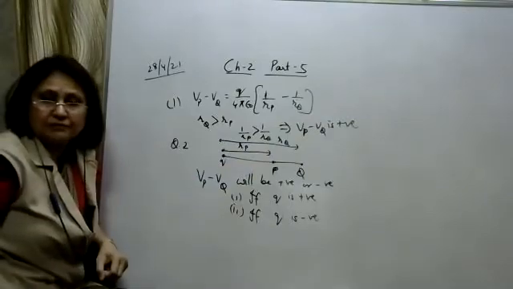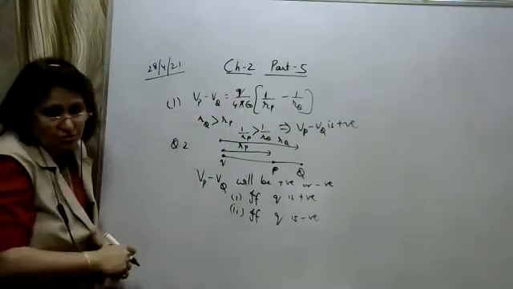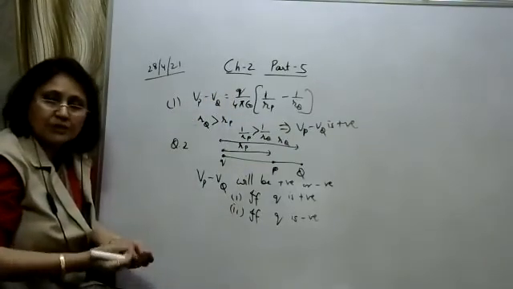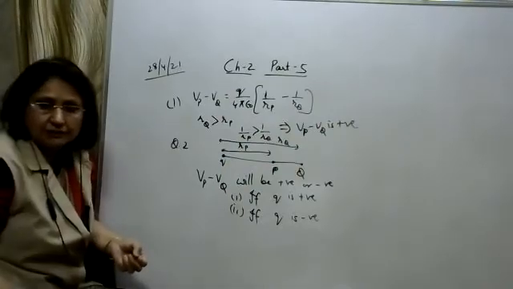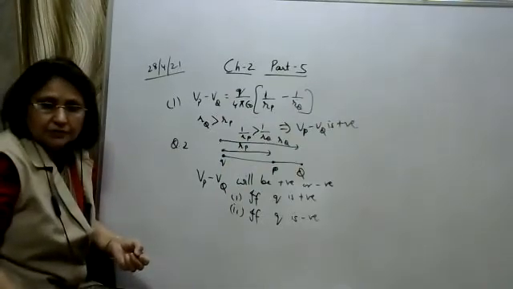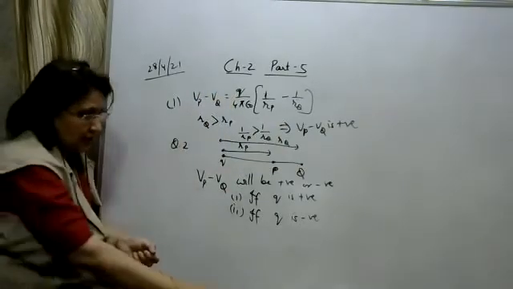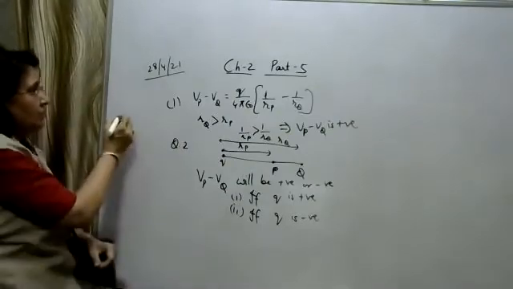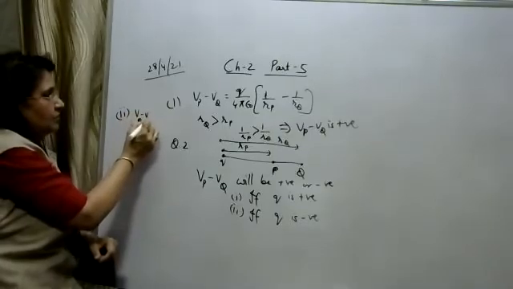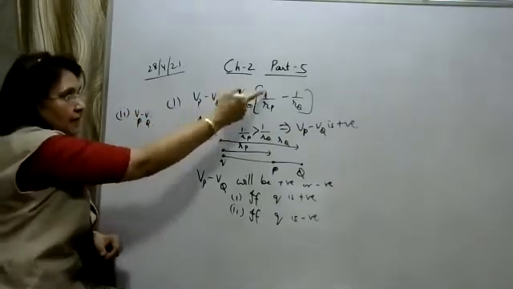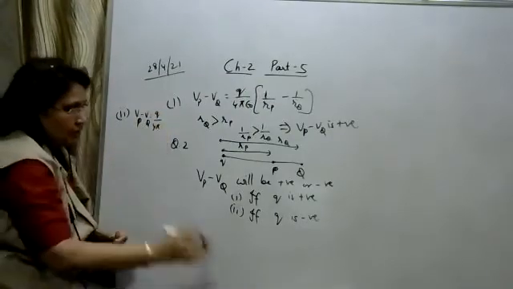If Q is negative, that is, minus Q, and potential is a scalar quantity: for a positive charge the potential will be positive, for a negative charge the potential will be negative. If Q is negative, that is minus Q, then Vp minus Vq will be equal to, taking this minus sign inside, how much would it be? Q upon 4 pi epsilon naught.